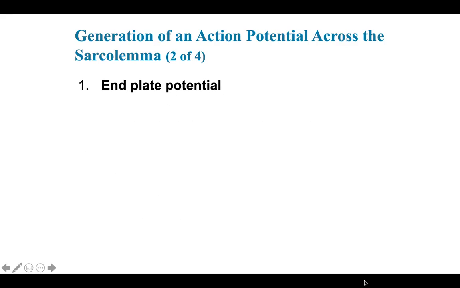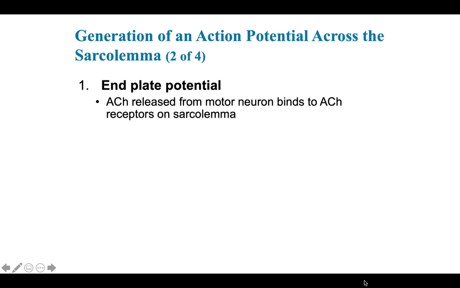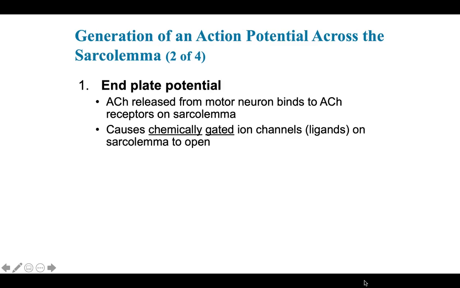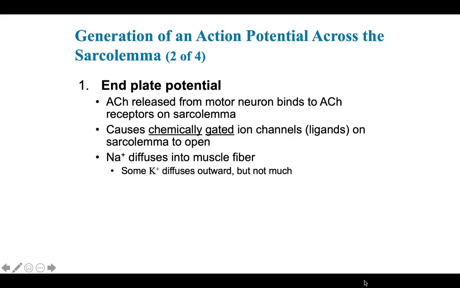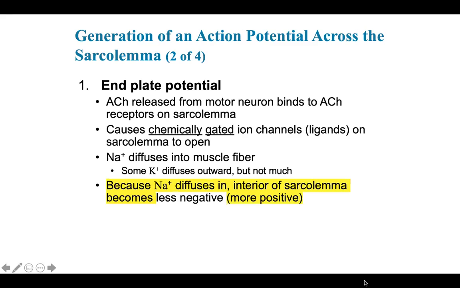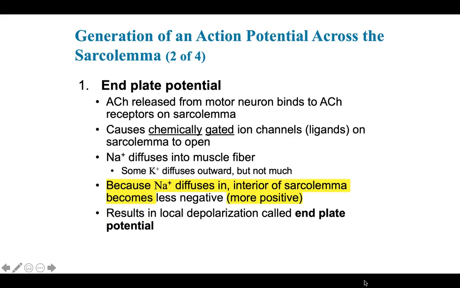What is end plate potential? It is the acetylcholine being released from the motor neuron and binding to the receptors. This causes the chemically gated ion channels to open and sodium diffuses across. The potassium also diffuses outward, but it's not enough to be significant. And we go back to the sodium on the interior, creating a more positive charge on the inside. This results in a depolarization event called the end plate potential. The potential now exists. Notice the highlighted material. Please make a note for your exam.